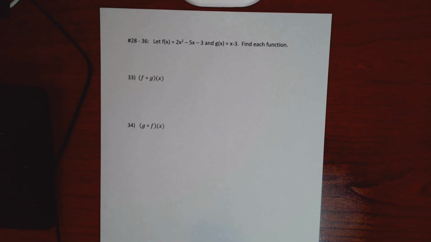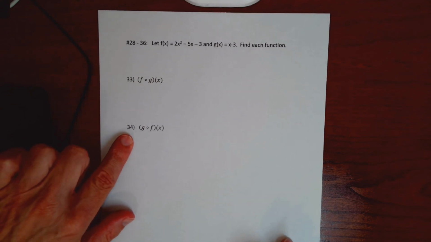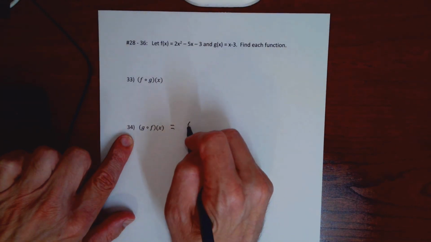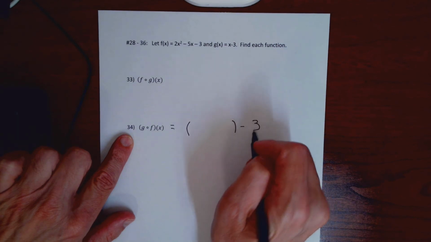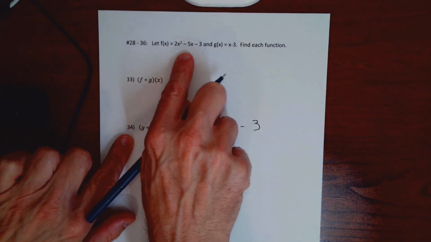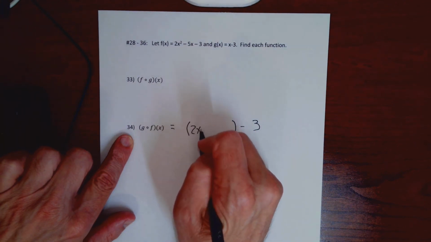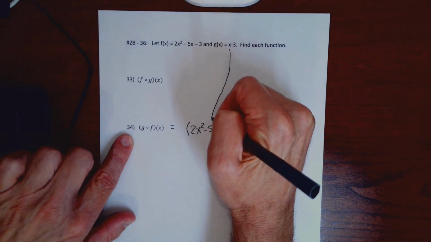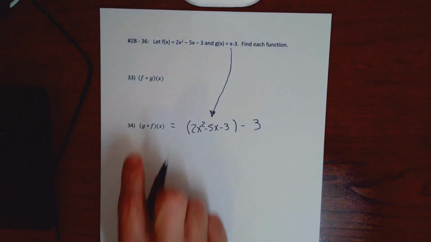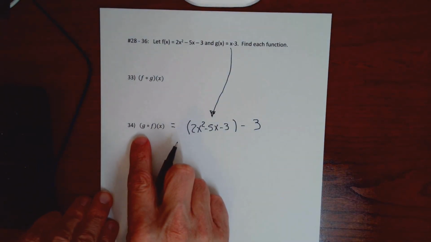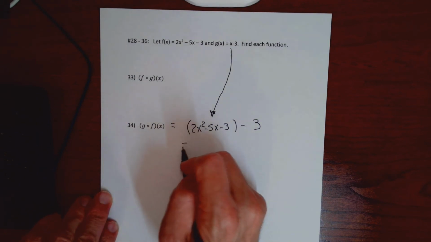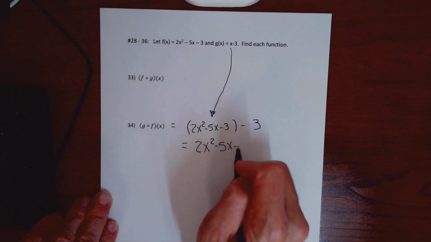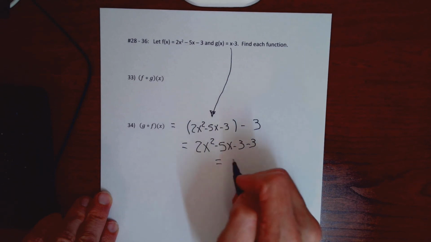One more composition. I'm going to do problem 34 to find g composed with f of x. So I'm going to write the g function without the x. I'm going to replace the x in the g function with the entire f function, which is 2x squared minus 5x minus 3. So I'm replacing this x with the f function because the g is written first. I'm replacing the x's in the g function with the f function. This is baby food. That parentheses doesn't have an exponent. It doesn't have a coefficient. It can just be dropped. And now I'm going to combine like terms.